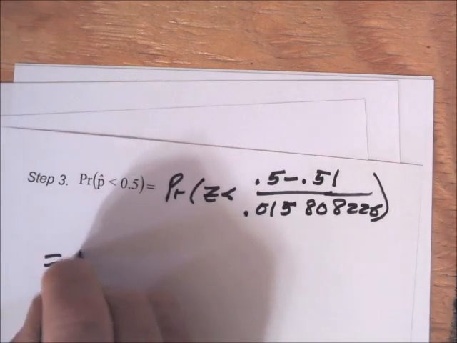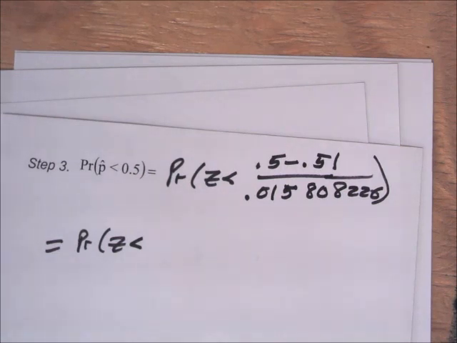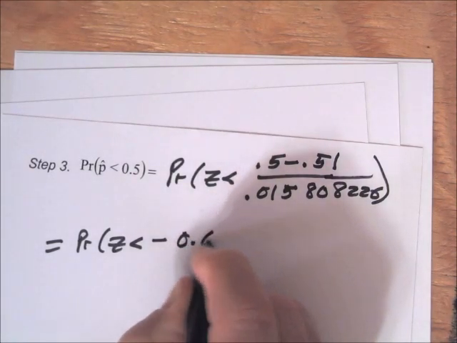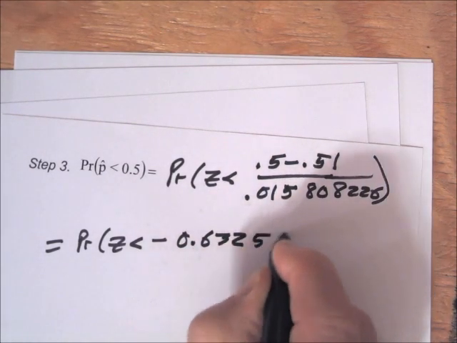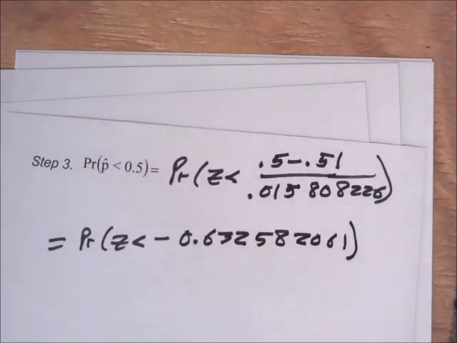And then we'll get a z-score. Let's do that computation. 0.5 minus 0.51, divided by the standard error, equals negative 0.632582061.